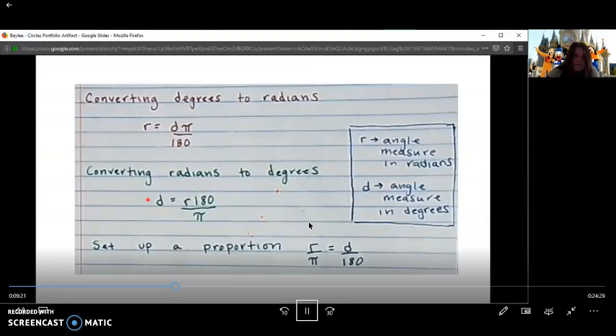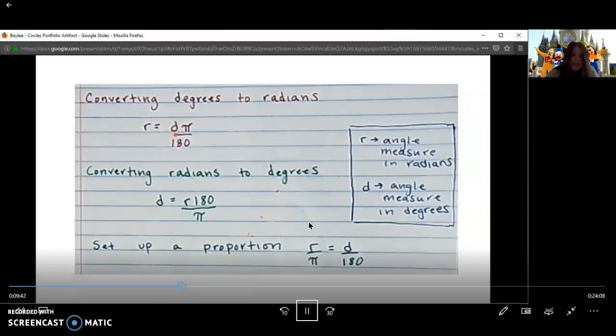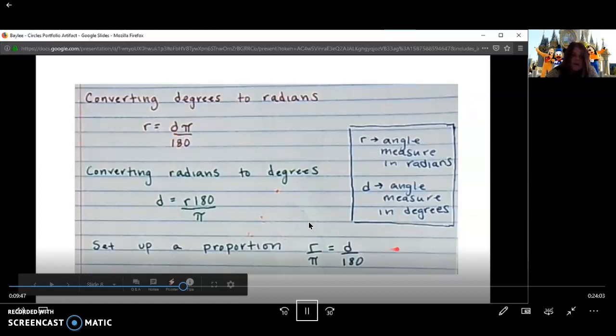So to find this, d equals your central angle, your angle measure in degrees, and r would be your radians. So when given radians, you would multiply by 180 over pi to find degrees. And to find the radians, you use degrees times pi over 180. And you can also set up a proportion and do it the same way by multiplication, division, solving for the unknown variable.